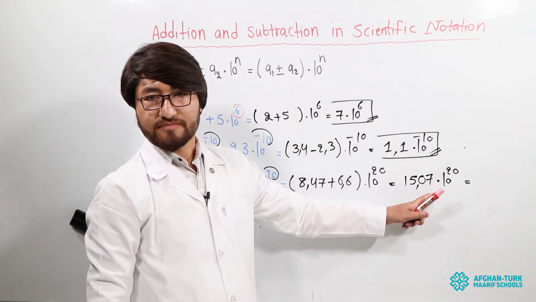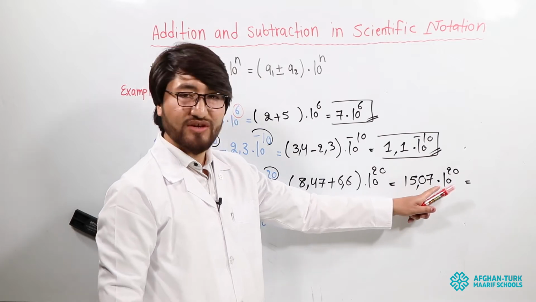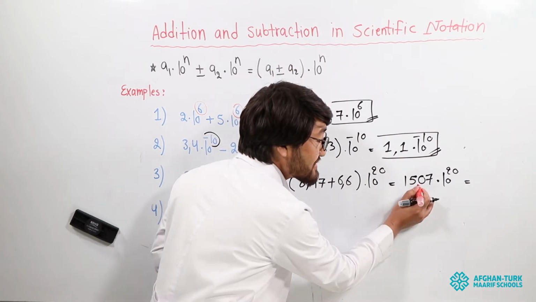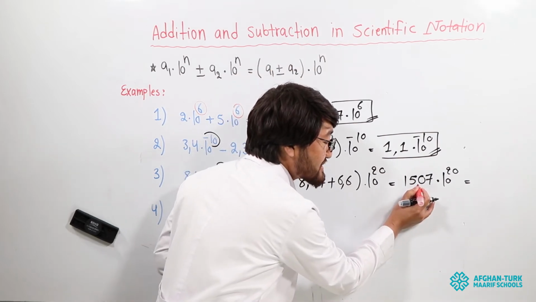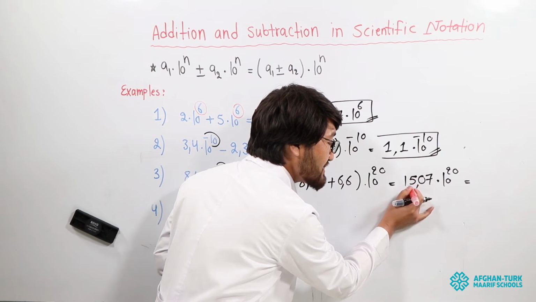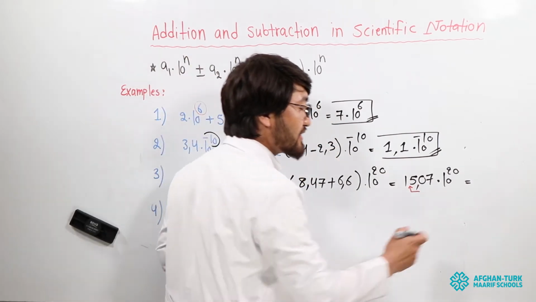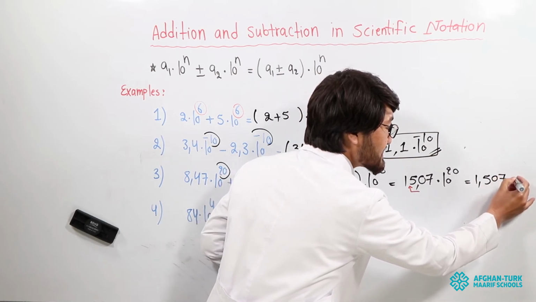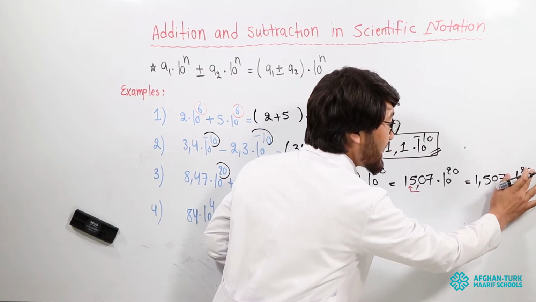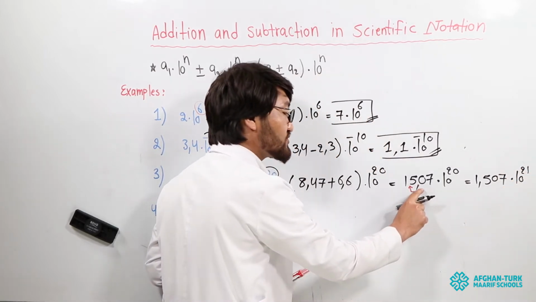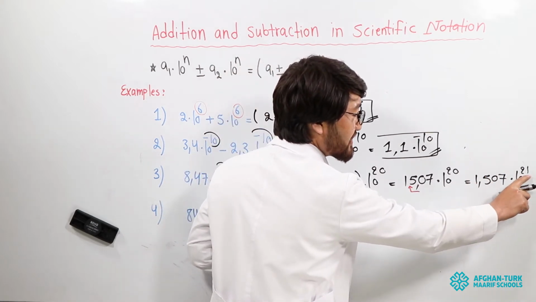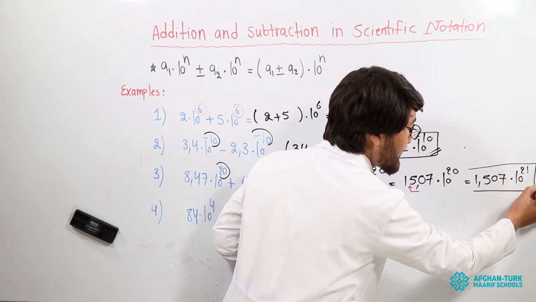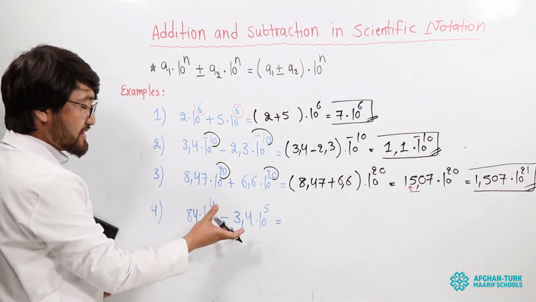This is not our answer. Why? Because it is not scientific notation. Now we change this number to scientific notation. We move the decimal point to the left, and here we have 1.507 times 10 to the power of 21. Why 21? Because we moved to the left, we add one to the exponent, so 20 becomes 21. This is our answer.